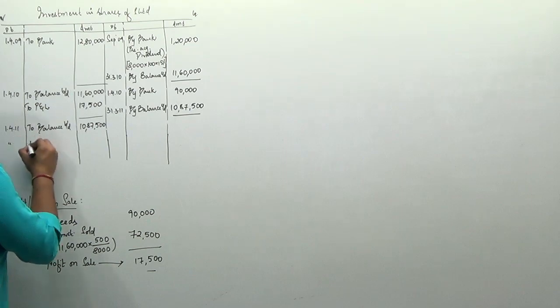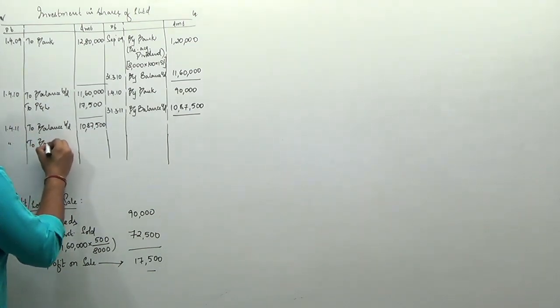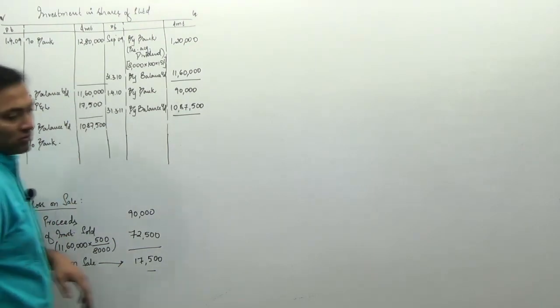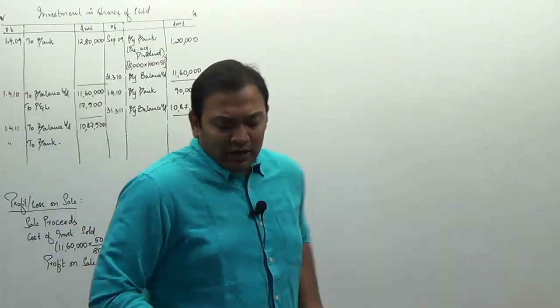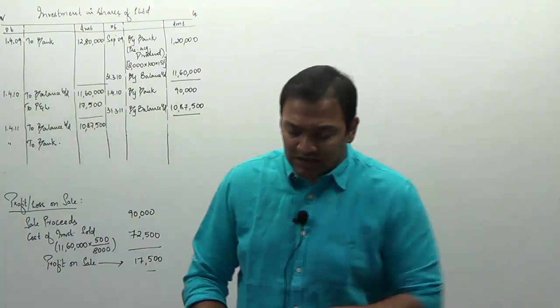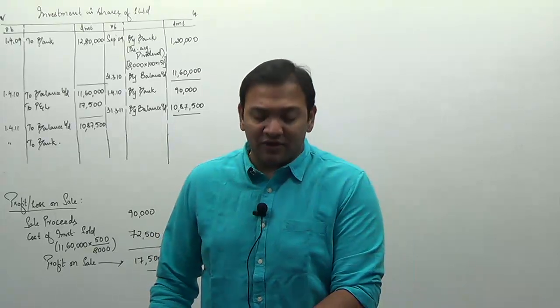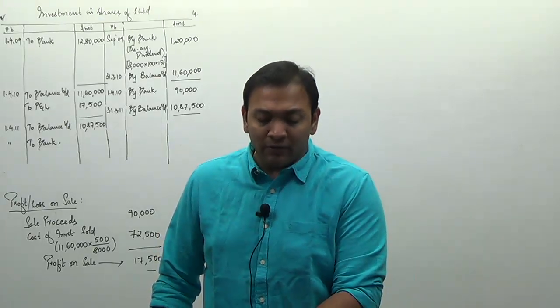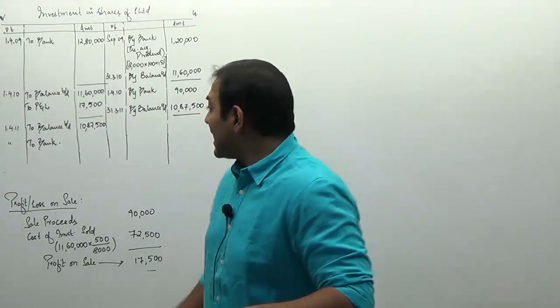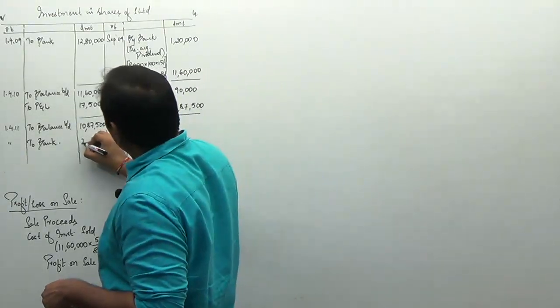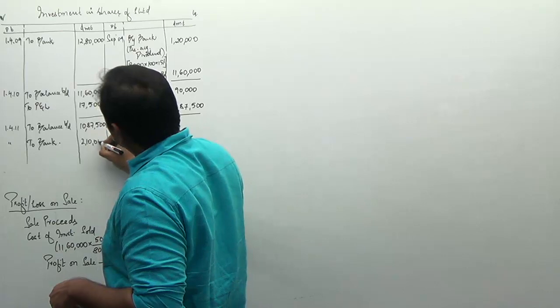10,87,500. On the same day, again he is purchasing shares, to bank. He has purchased 1000 shares on 1/4/2011. Check the increase in the value of investment as per whatever is given to you. 11,90,000 became 14,00,000. So the cost of purchase is 2,10,000.